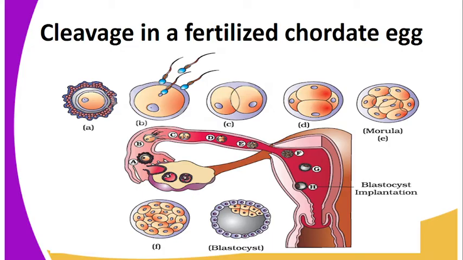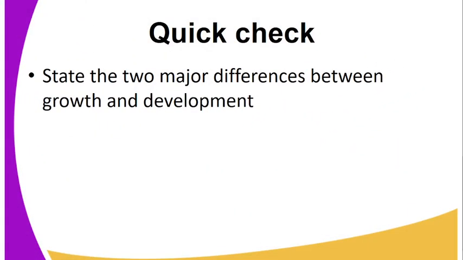And then we go to F. Finally, it becomes a blastula, a blastocyst. So the blastocyst is implanted in the womb. Are we together? So implantation is whereby the blastocyst is implanted on the womb. So that's what happens during growth and development.